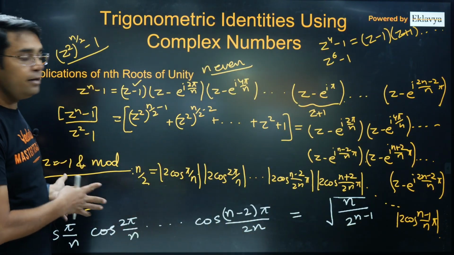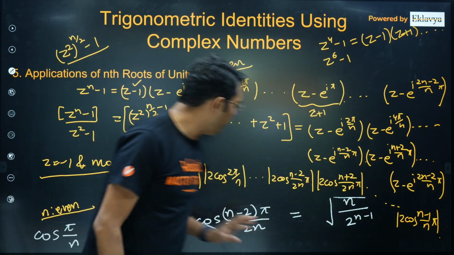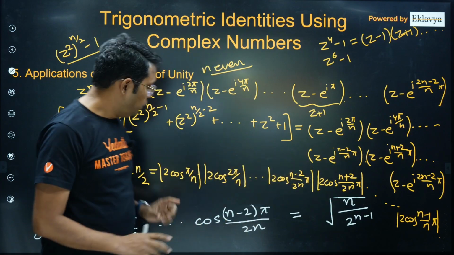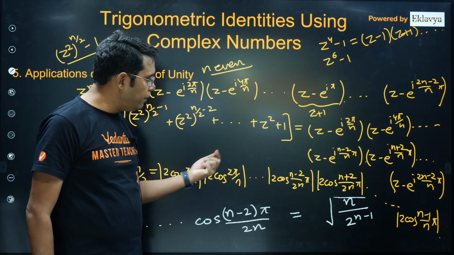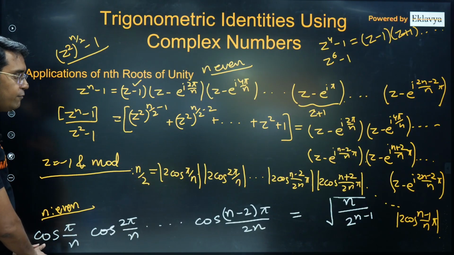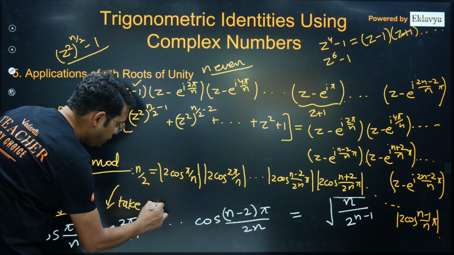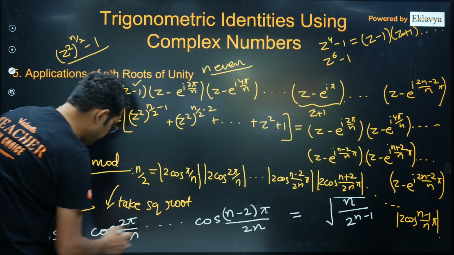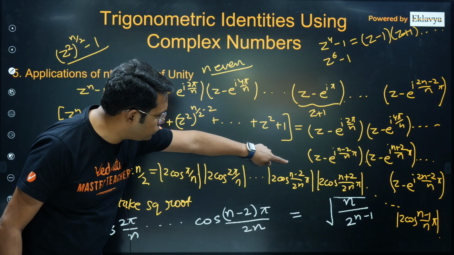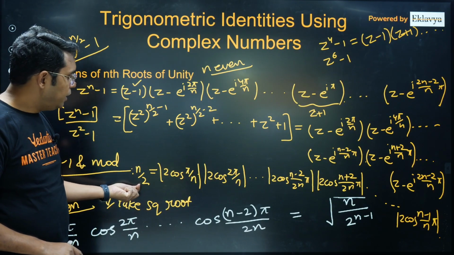Now as I did earlier also, you can see this pi by n and this n minus 1 pi by n have the same value, only a difference of magnitude. So I can combine these two. So cos square pi by n, similarly cos square 2 pi by n, up to cos square n minus 2 pi by 2n. Now you can see this is the same formula which you will get if you take square root both sides. Take square root both sides and you will get this result. Is it okay? Cos pi by n, cos 2 pi by n, and so on, cos n minus 2 pi by n, and its whole square would be n upon 2 power n minus 1.